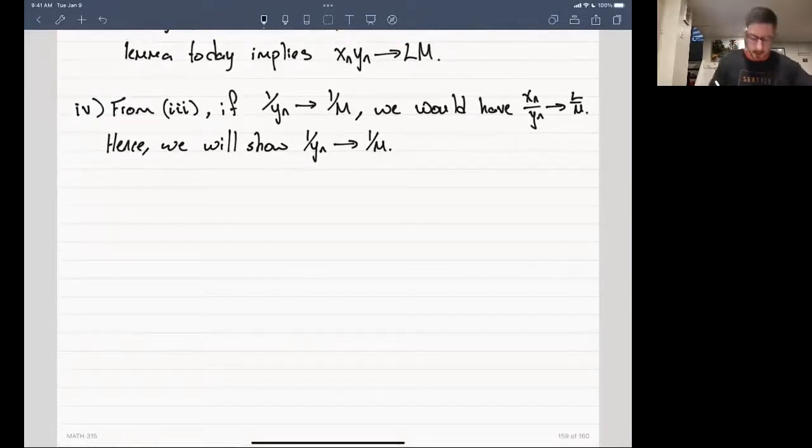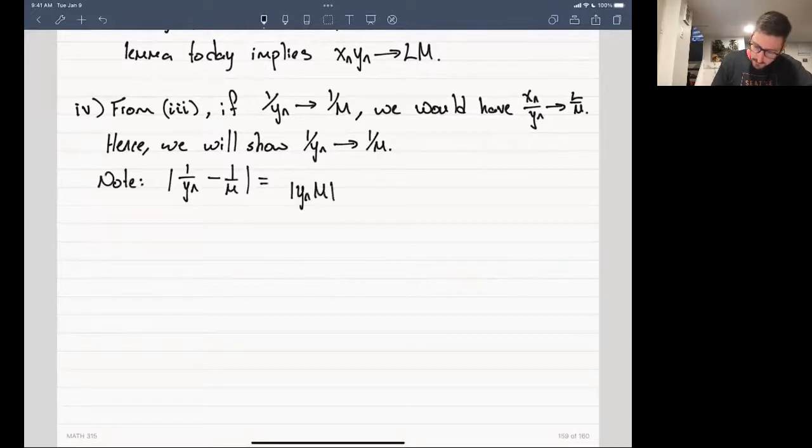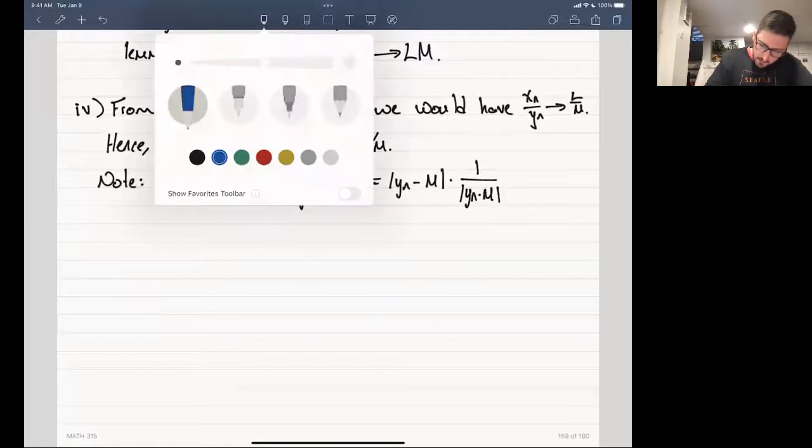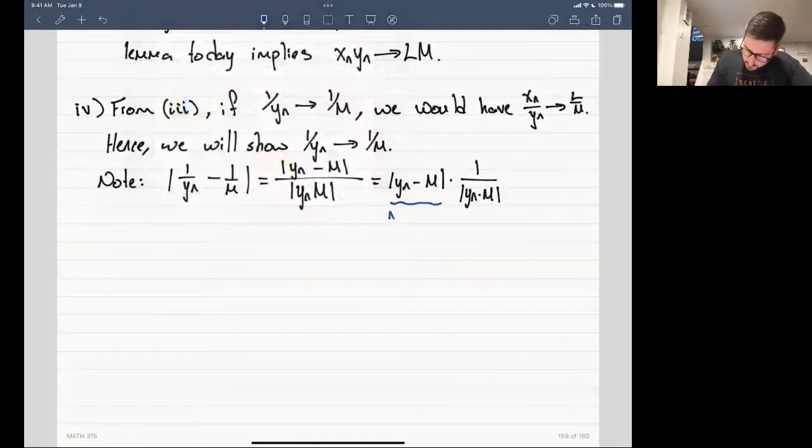So first, let's note that if you take 1 over yn minus 1 over m, find a common denominator here. So you multiply the denominators, you're going to get yn times m on the bottom. And on the top, you'll get yn minus m. Now, order doesn't matter. You might have written m times yn, but it's in absolute value. So order won't matter here. But this becomes yn minus m times 1 over yn times m. Now again, let's put something in here. This is a null sequence.